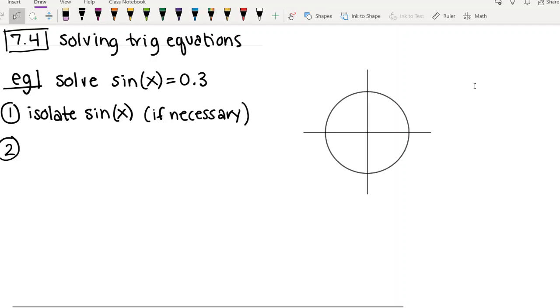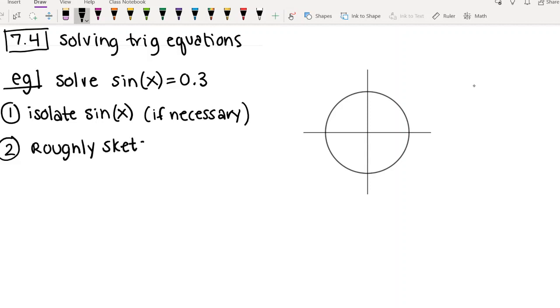So the first thing we're going to do before we actually go in and use a calculator or anything like that is we're going to sketch a rough picture. It's not going to be perfect, of what angles would look like if sine of the angles were 0.3. So we're going to roughly sketch all non-coterminal solutions.